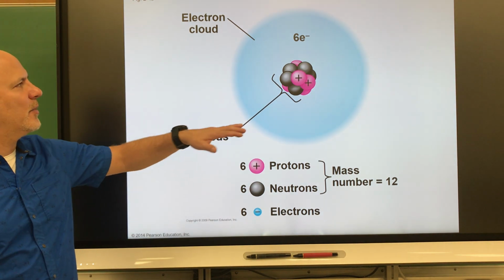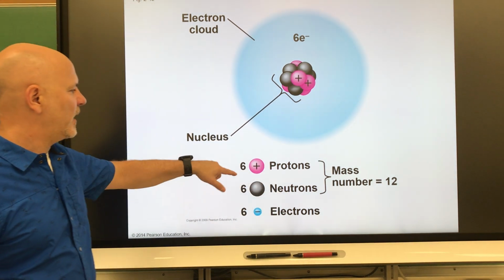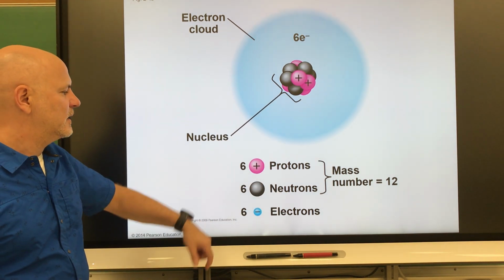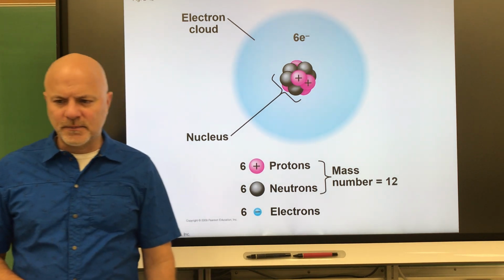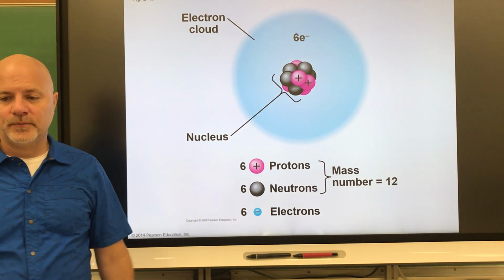All right? So just to let you know, an electrically neutral atom has the same number of protons and electrons. So this is showing carbon. So carbon has 6 protons, 6 neutrons, and 6 electrons. And so that's electrically neutral.